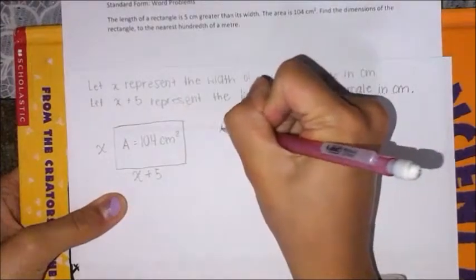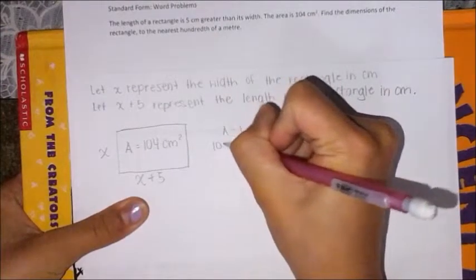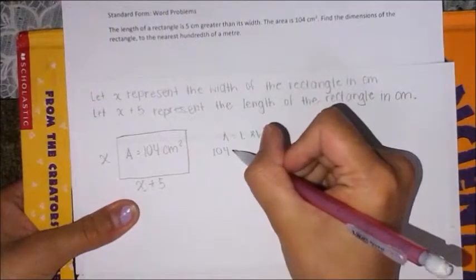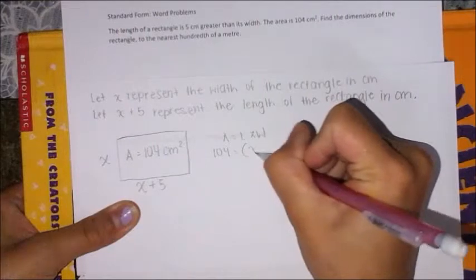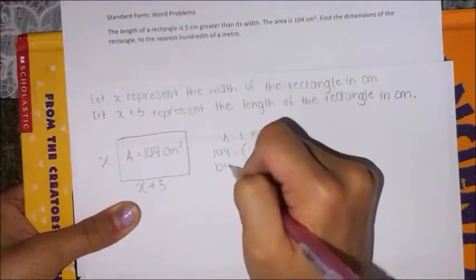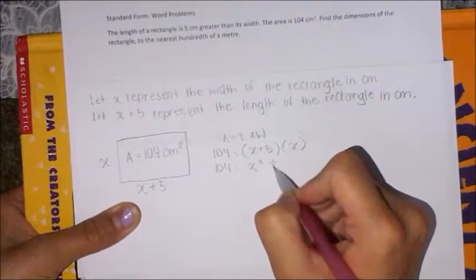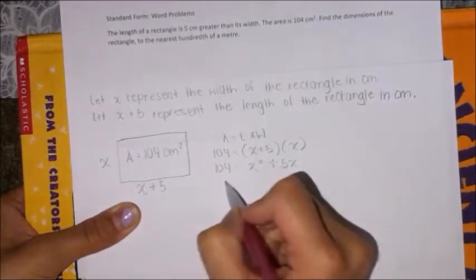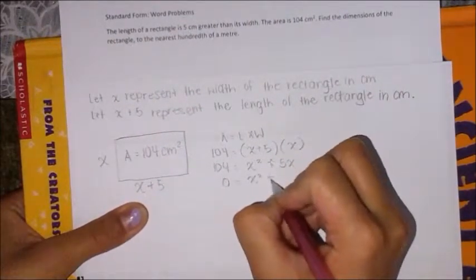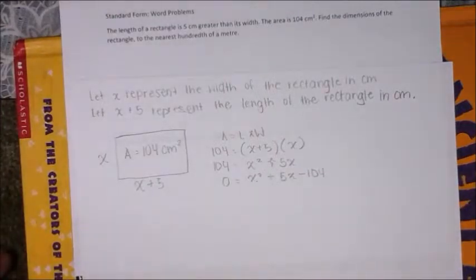So what I'm going to do now is write the area formula on one side: length times width. And now I'm going to substitute whatever information we have. We know the area is 104, the length is x plus 5, and the width is just x. So now I'm going to try solving. x multiplied by x is x squared, and x multiplied by 5 is 5x. Now I'm going to put this equation into standard form by putting one side equal to 0. So that is my standard form equation.